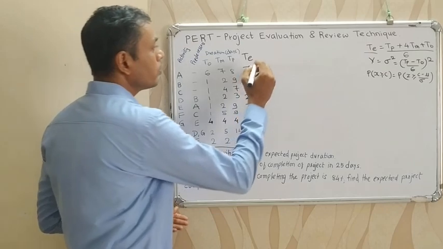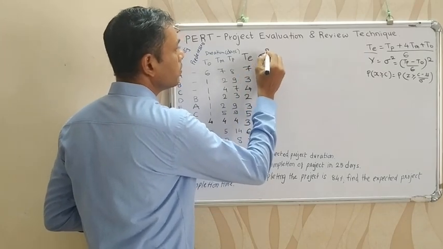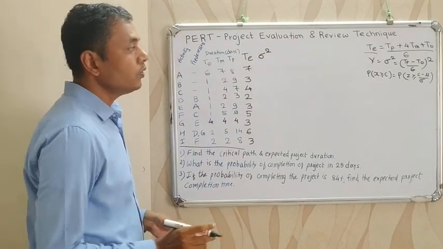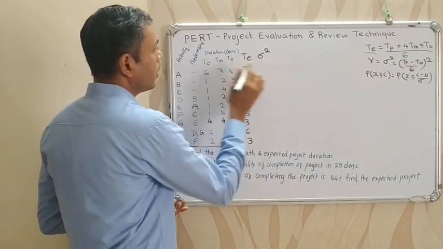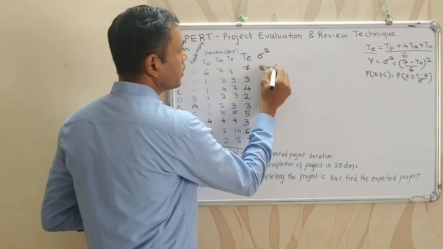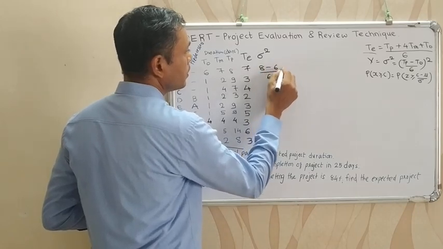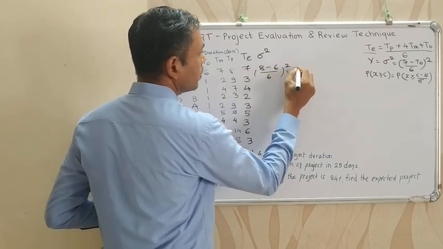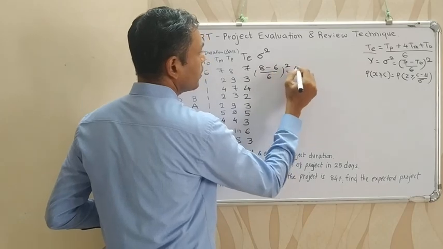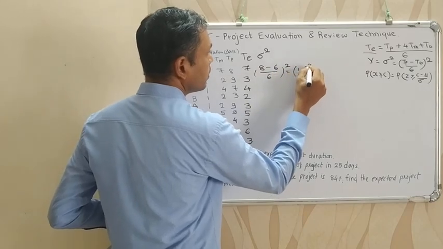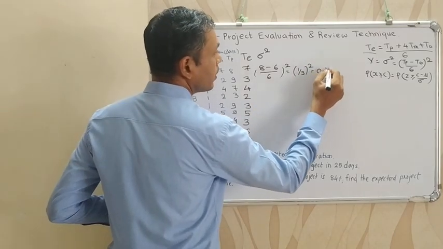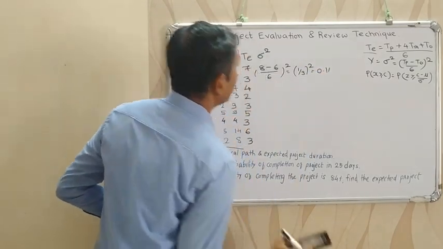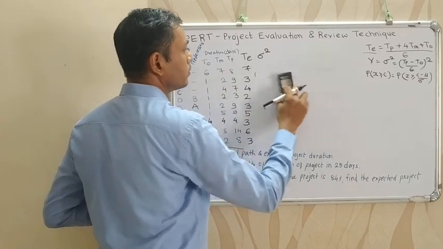The next step is to calculate the variance, that is sigma square. As you know, it is (TP minus TO) divided by 6, square. So it is (8 minus 6) divided by 6, square. So it is 2 by 6, that is (1 by 3) square. So that can be written as 0.11. So let's note down the variance.